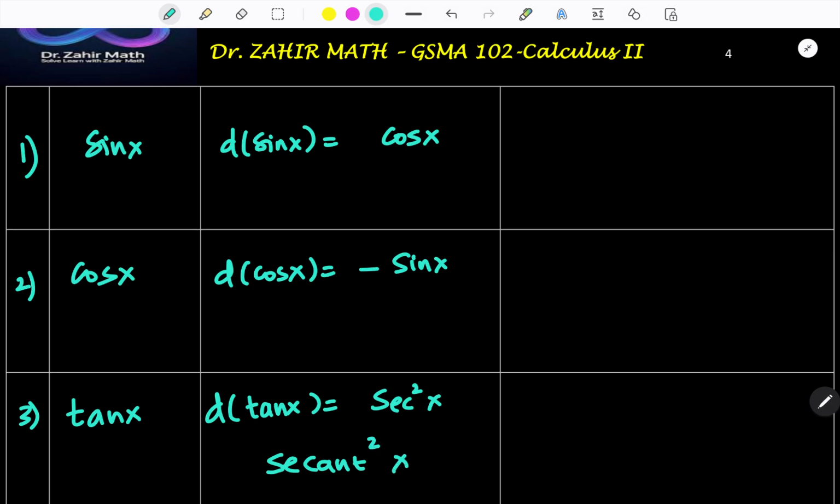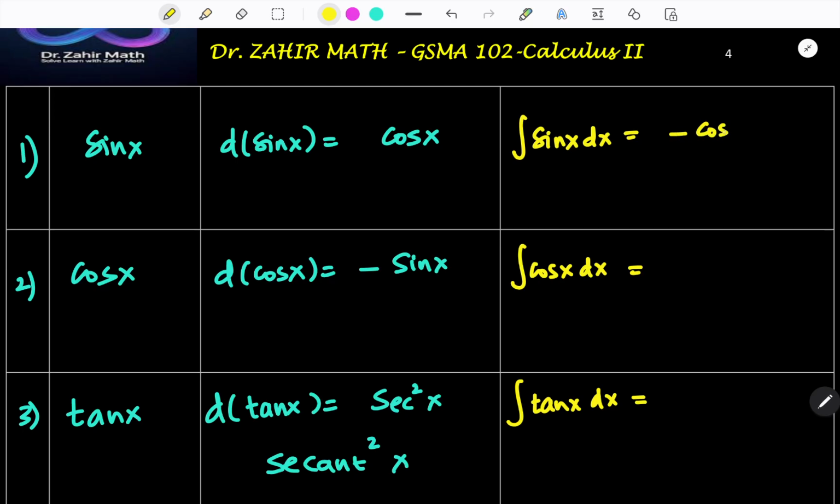Okay. Right. Now we are going for integration. What is the integral of sine x dx? And what is the integral of cosine x dx? And what is the integral of tan x dx? Okay. Right. So it is cosine x here, it is minus cosine x. Keep in your mind there is a minus. Here is plus and here is minus. And the integral of cosine x is just sine x. Let me write sine properly. Sine x. Okay, right. And what is the integral of tan x?